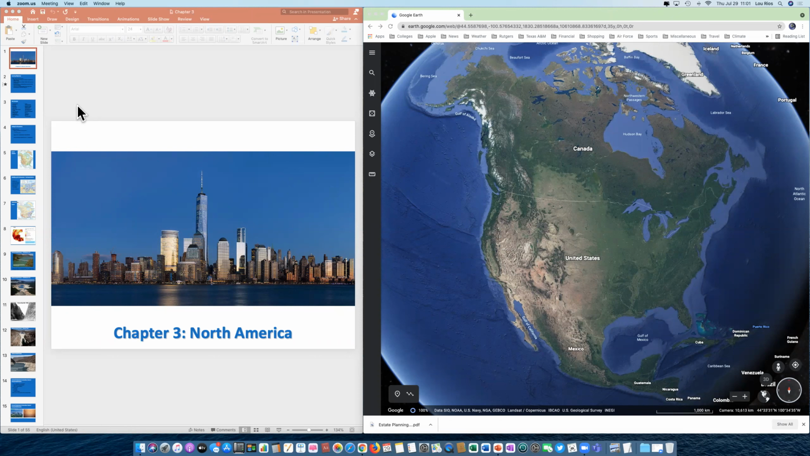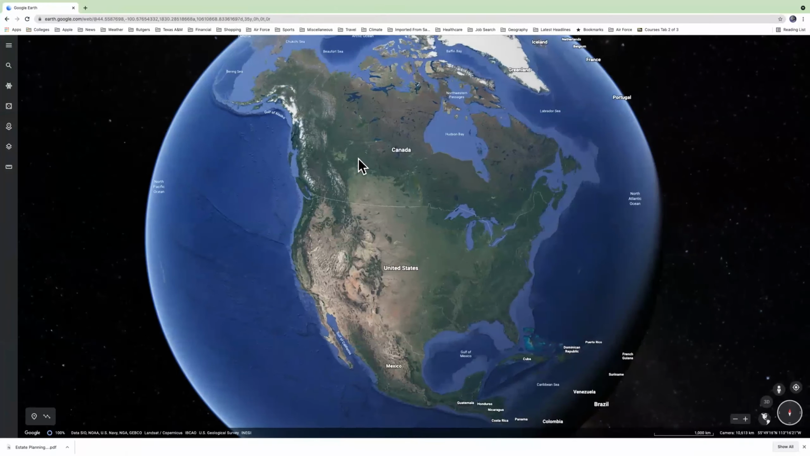This week marks the beginning of the actual regional geography chapters, and we begin with North America. As I'll do every week for the weekly chapters on regions, I'll begin with a Google Earth presentation, or sort of a tour, as it were. So, let's look at North America from a Google Earth perspective.